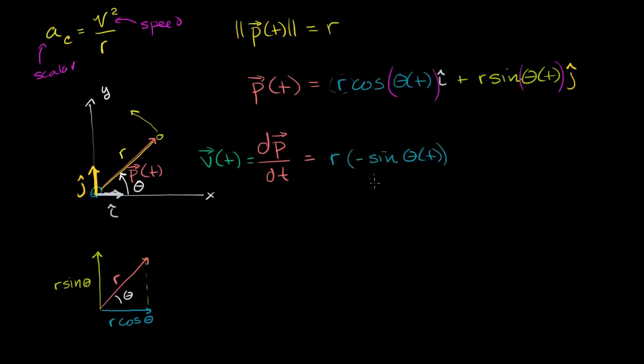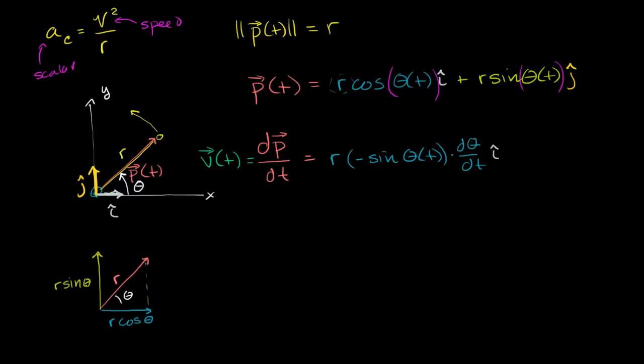Theta of t. And then it's the chain rule. We also have to multiply that times the derivative of theta of t with respect to t, so times d theta dt. This is just the chain rule right over here. And so that's going to be how it's changing in the x direction.